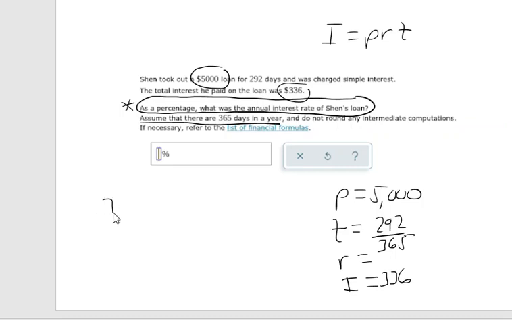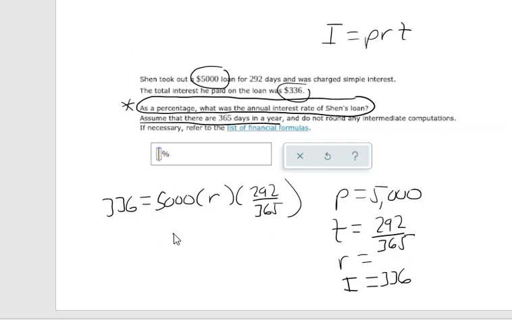Okay, so here we go. 336 equals P, which is 5,000, times R, which we don't know, times T, which is our 292 out of 365. So the first thing that you want to do here is take 292 divided by 365. And everyone can do that, even on your phone. I'm actually using my phone right now. And then don't round at that point. Then times by your 5,000.